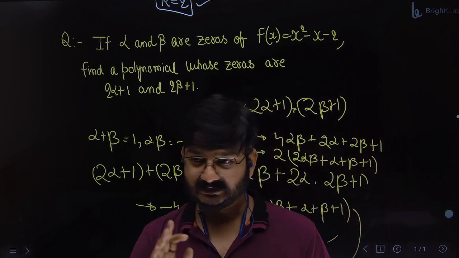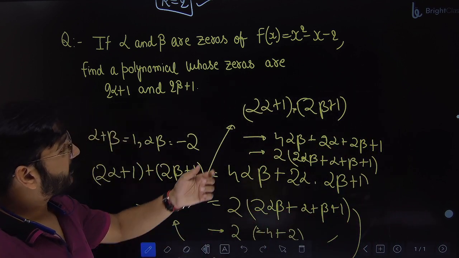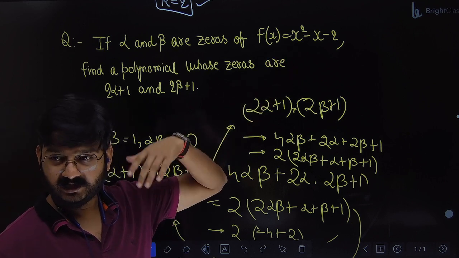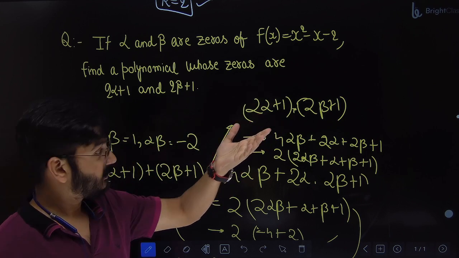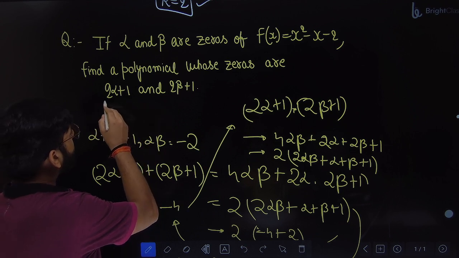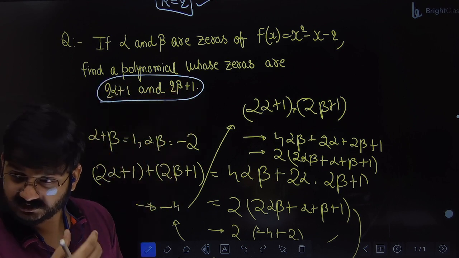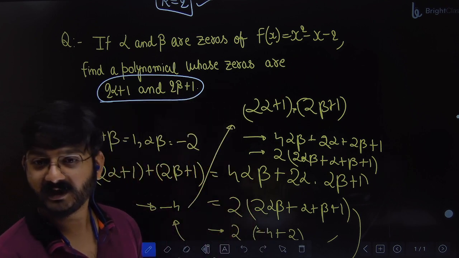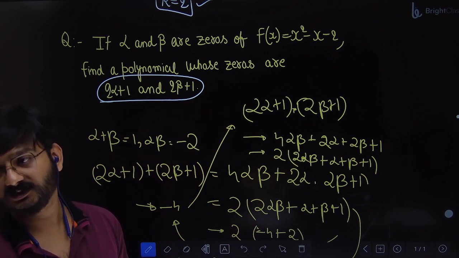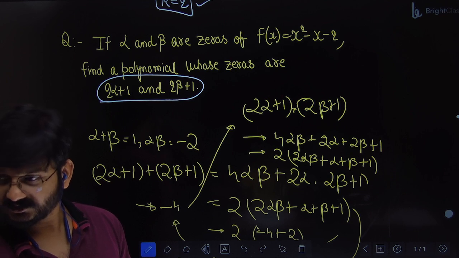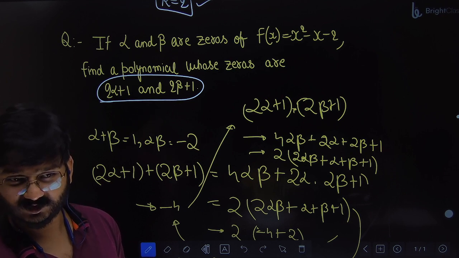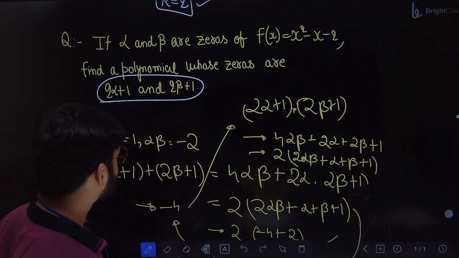The second method is that you find alpha plus beta from here, and alpha beta. So you want a polynomial whose roots are these. Add them, you will get the sum of roots. You multiply them, you will get the product form. Question is sorted. This is not a difficult question, but I saw most of you struggling.